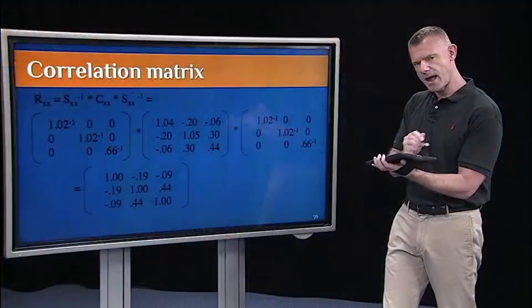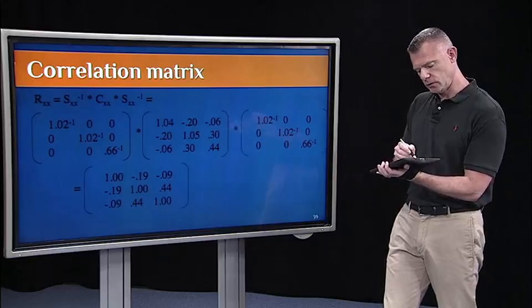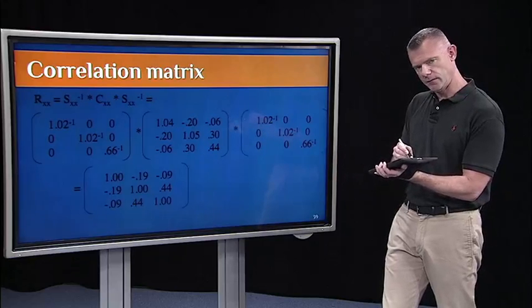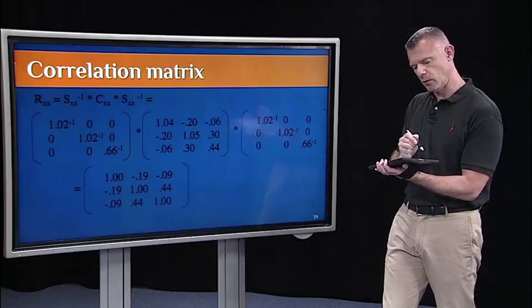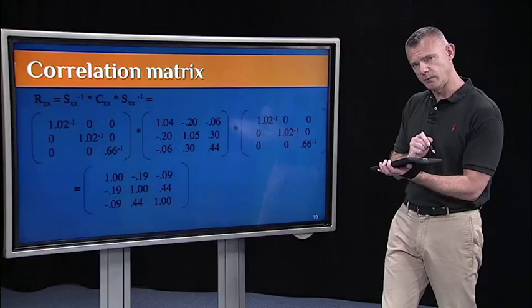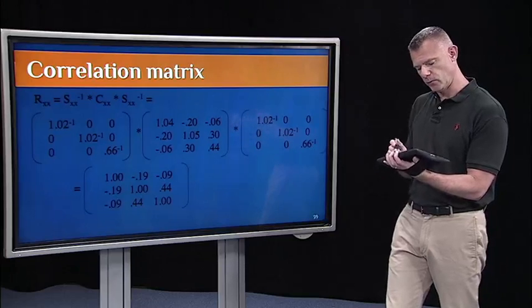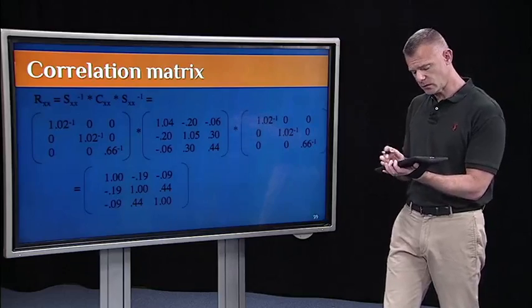And then in the off diagonals, again, this is a symmetrical matrix. So the correlation between the first column and second column is negative 0.19, and between the first column and third column is negative 0.09, and second and third column is 0.44. So that's the correlation matrix.